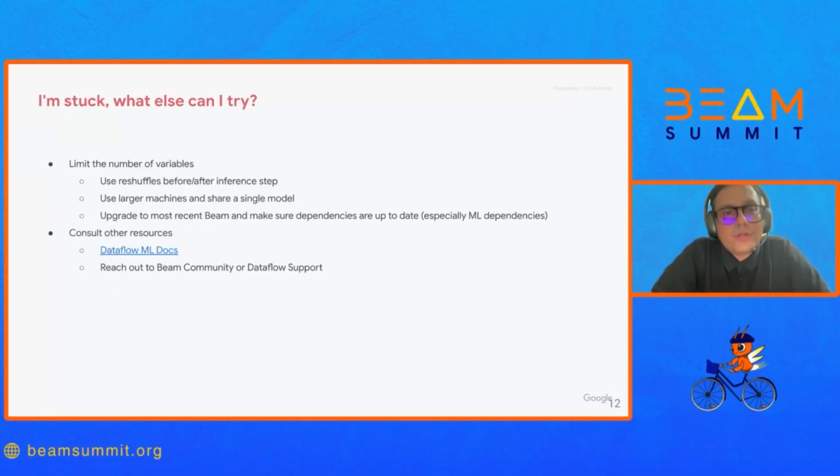So even after trying the different things discussed so far, if the issue still persists, then the general recommendation is to try and limit the number of variables by using Reshuffle before or after the inference step. From a root cause perspective, there could be an issue with the model itself. It can be inefficient, so that can be checked as well. In addition to using a higher machine type or sharing a single model, refer to the Dataflow ML docs for troubleshooting guidelines, or reach out to the support channel or the Beam community for assistance.